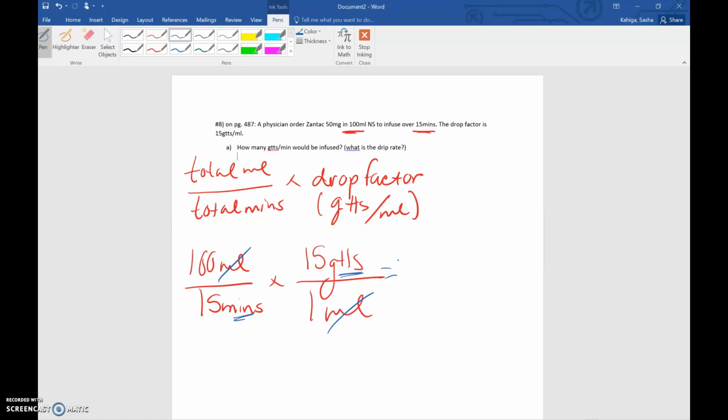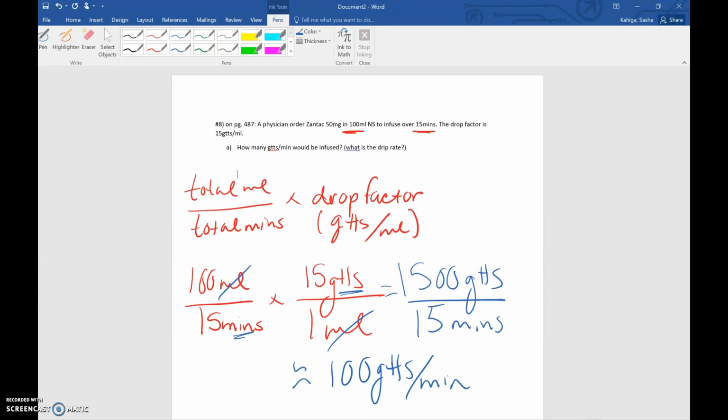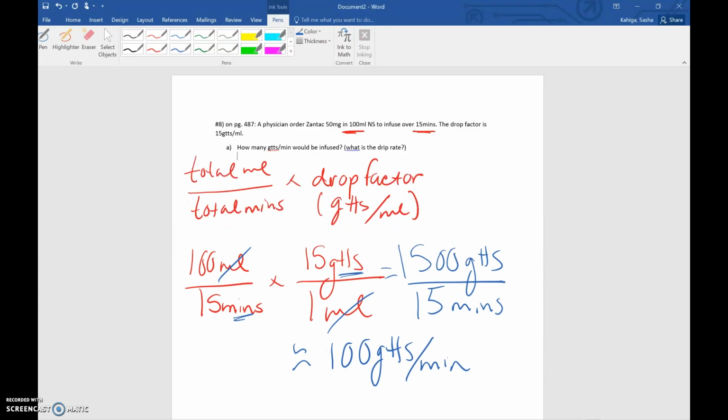So I'm going to multiply 100 times 15, which gives you what? 1,500 drops over 15 minutes times 1 is 15 minutes. All right. And if you divide that out, your answer is approximately 100 drops per minute. All right.